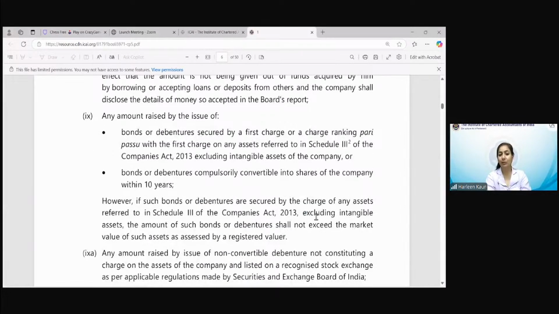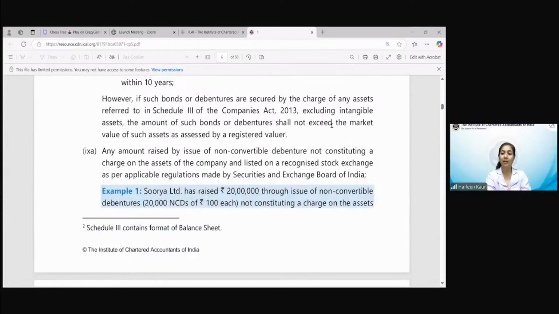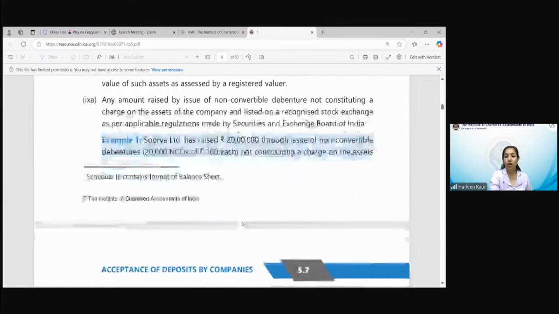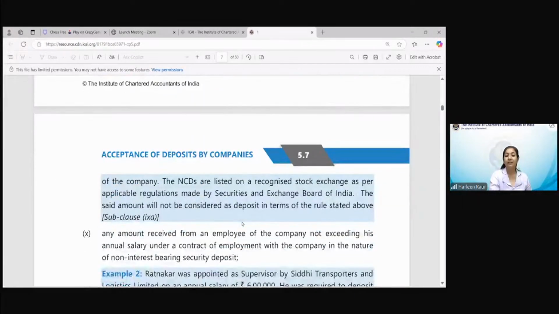Here it is written excluding intangible. We have already done this. Non-convertible issues. Let's do example number 1. It will give you more clarity. Surya Limited has raised rupees 20 lakhs through the issue of non-convertible debentures, not constituting a charge on the assets of the company. The NCDs are listed on recognized stock exchange as per SEBI. The said amount will not be considered as deposit.